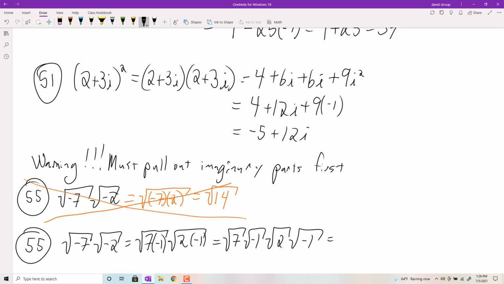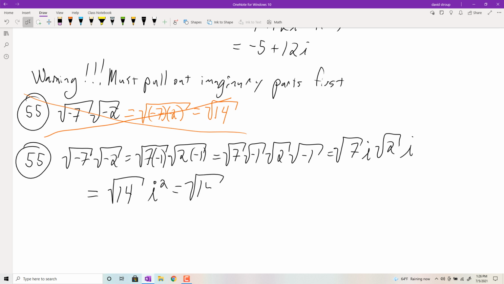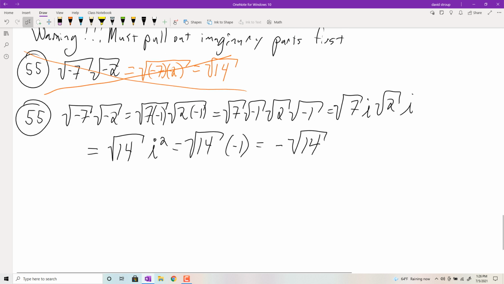And then do your substitutions. So we got root 7 i times root 2 i. And then we can use commutative properties to rearrange everything. So you get root 7 times root 2, which is root 14. And then you get i times i, which is i squared. And that's equal to root 14 times -1, doing substitution. And so we have negative root 14 as the actual answer, which is what we need to happen. Okay, so just a warning, do the imaginary parts first. Simplify that part before you go and get nuts with everything else.